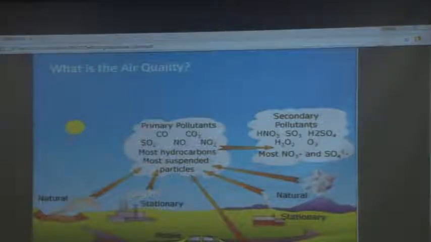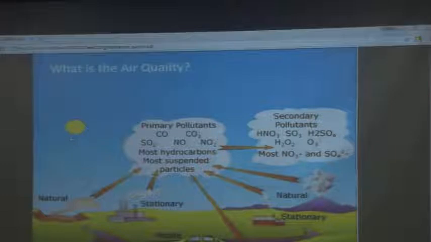Air quality is concerned with different pollutants, and it's actually related with the pollution of the air as well. So if the quality is better, the pollution is lower. If the pollution is higher, the quality is lower. So they are in inverse proportion. When we're talking about the quality of the air, we're talking also about the pollution of the air.